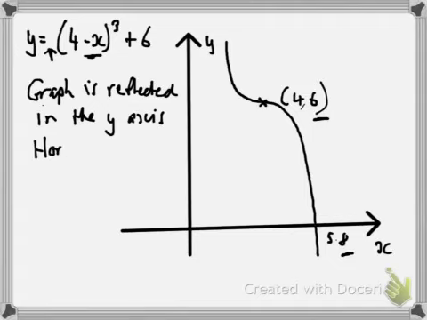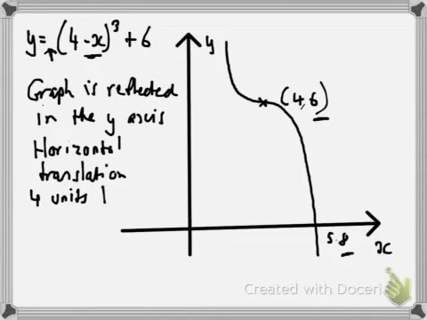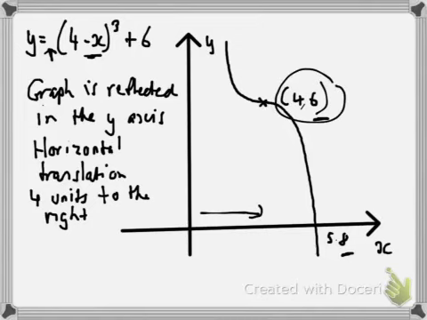Horizontal translation, 4 units to the right. Okay, so 4 units that way. That's why I've got our point of inflection as 4, 6, and we've got our vertical translation 6 units up.